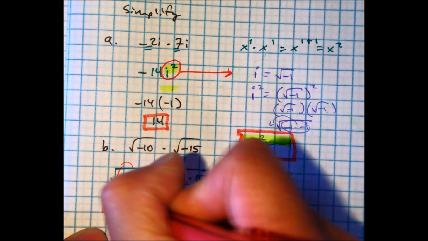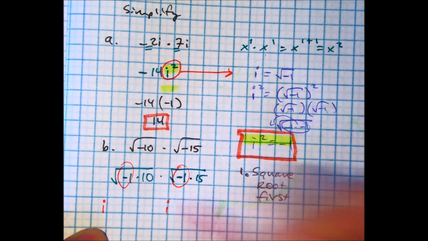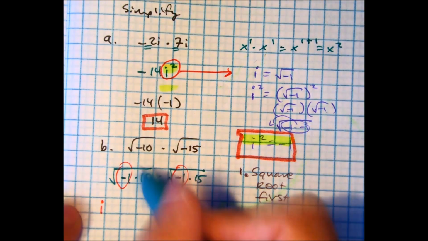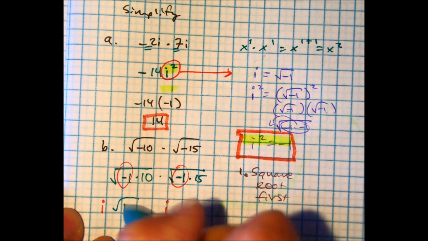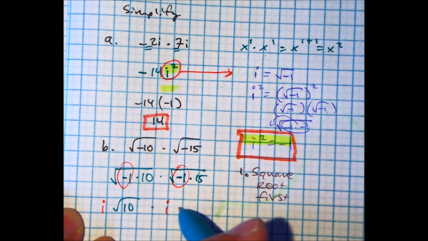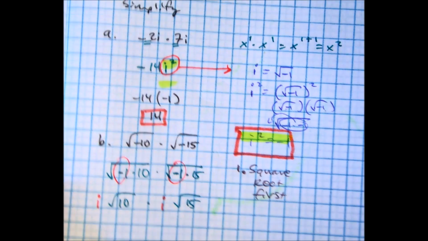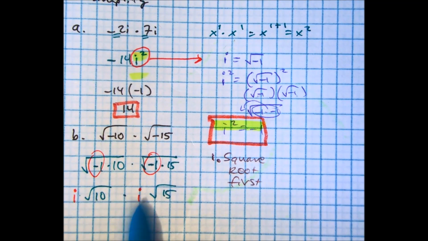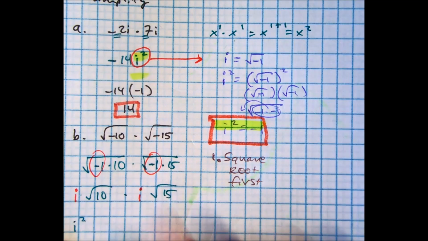So that equals 5. Class, what's left? Square root of 10 times the square root of 15. Now remember, these are all by multiplication, yes? So I times I is I squared. And radical 10 times radical 15 is radical 150.